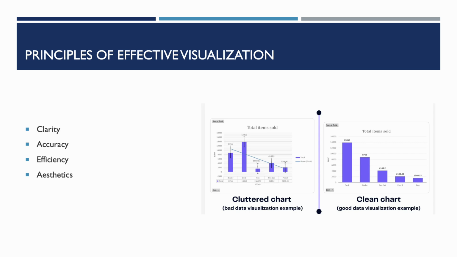Then accuracy. It's crucial that your visualization accurately represent the data. Misleading scales, cherry-picked data points, or poor labeling can all lead to misinterpretation. So always double check your charts to ensure they present the data truthfully and without bias.